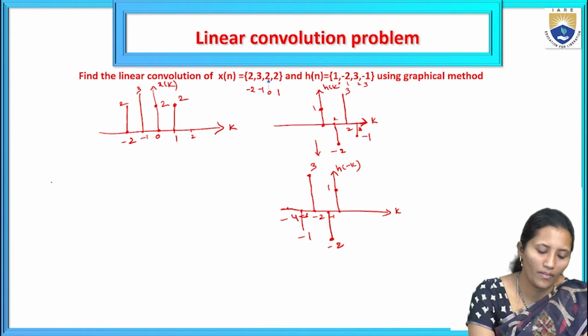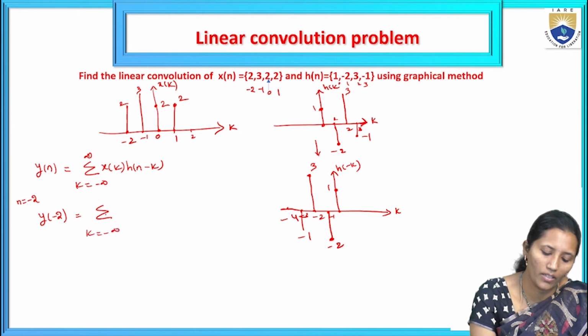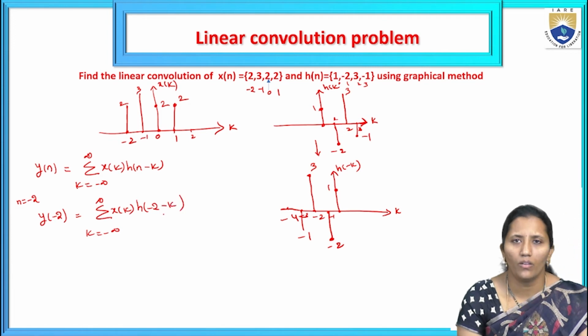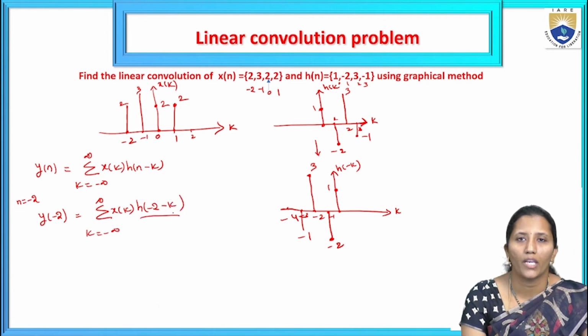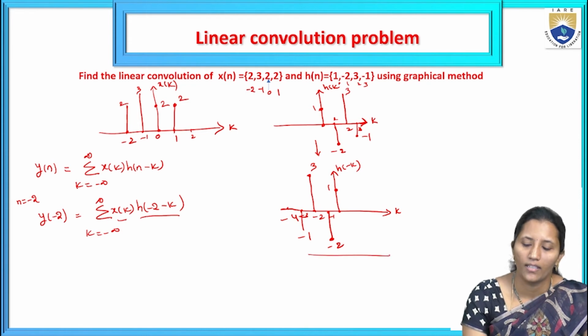So here in the formula, y of n for linear convolution is the sum over k from minus infinity to infinity of x of k into h of n minus k. Here the index is starting from minus 2, so substitute y of minus 2. We get the sum of x of k into h of minus 2 minus k. We already have h of k. To get h of minus 2 minus k, we have to shift h of minus k to the right side by 2 samples.